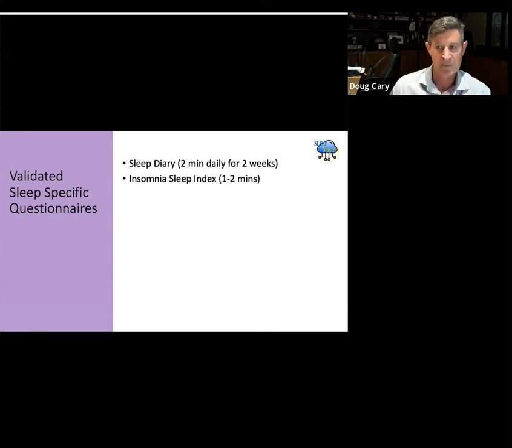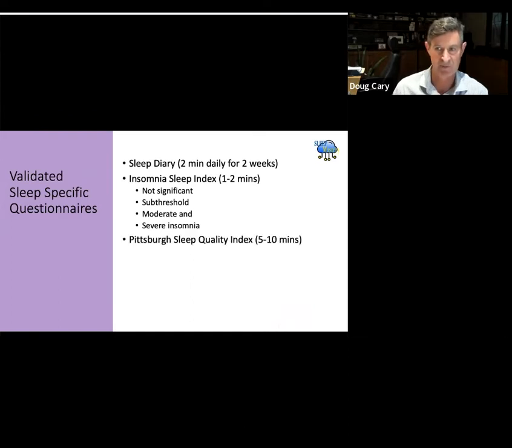The Insomnia Sleep Index is one of 2 very commonly used questionnaires in the research. It classifies people as having insomnia that is not significant, subthreshold, moderate, or severe. When you do an intervention, you can of course reapply the Insomnia Sleep Index and see the effects of your sleep interventions.